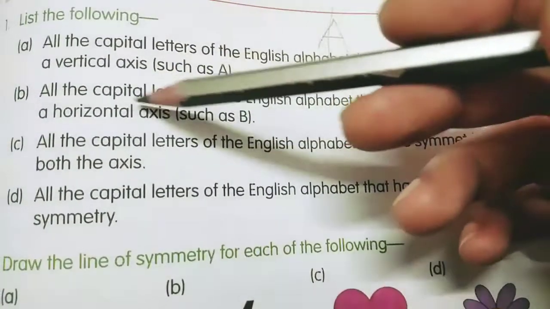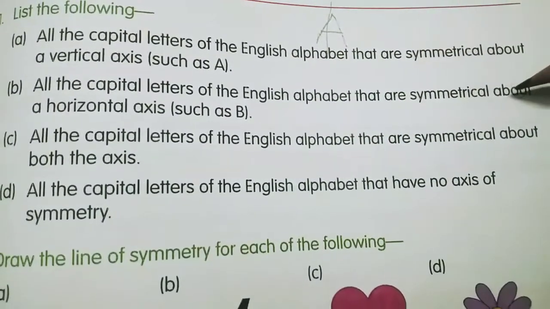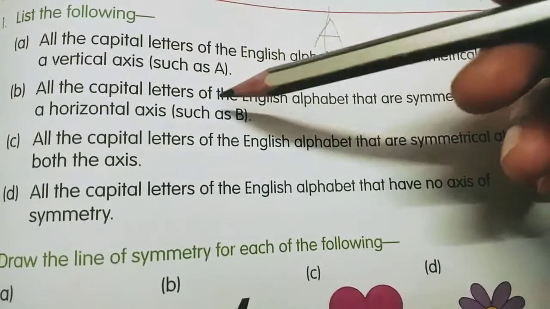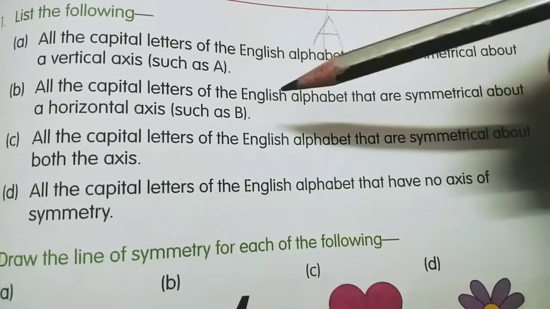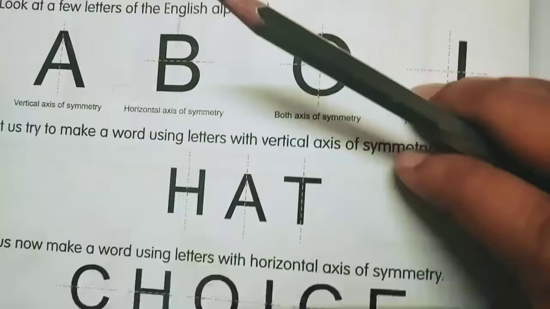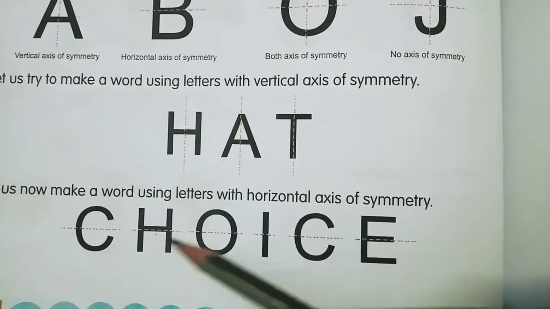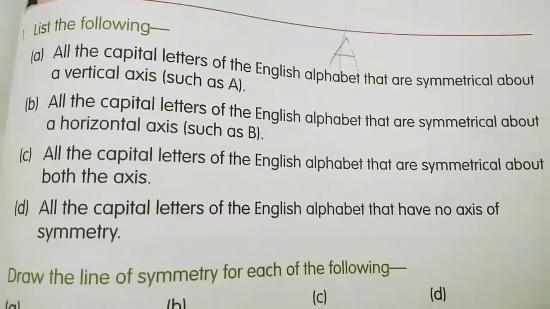So you have to find out and draw the line of symmetry of this English alphabet. Okay. Now B number, list all the capital letters of the English alphabet that are symmetrical about the horizontal axis, such as B. So here you have to find the English alphabet letters which have only a horizontal axis of symmetry, like B. All these have the horizontal axis of symmetry. Like this you have to list or draw all the English alphabet letters.